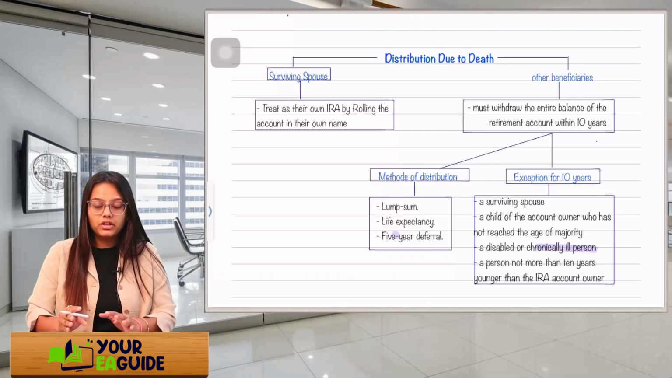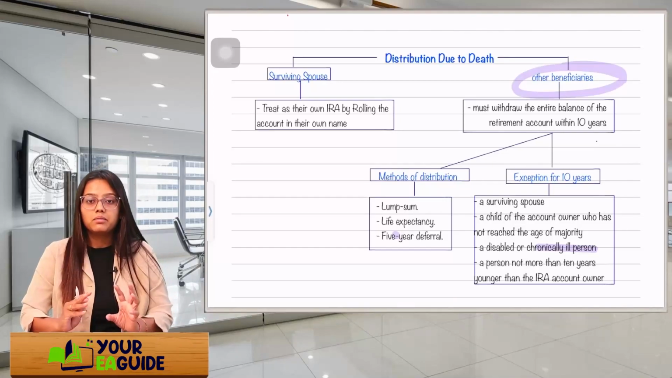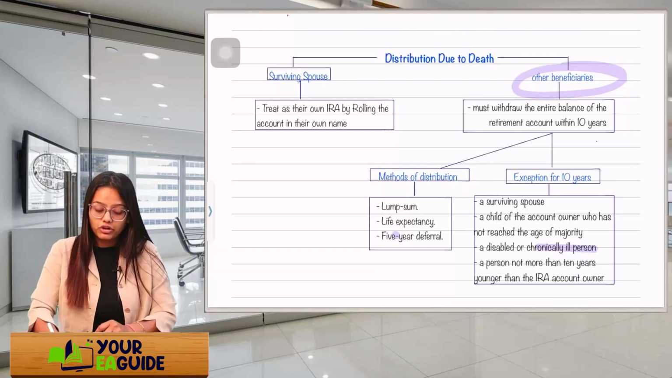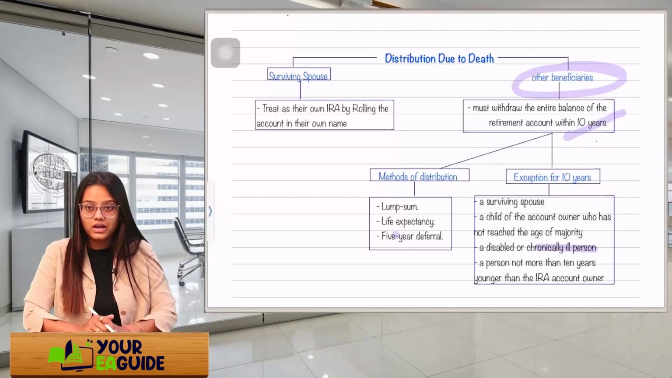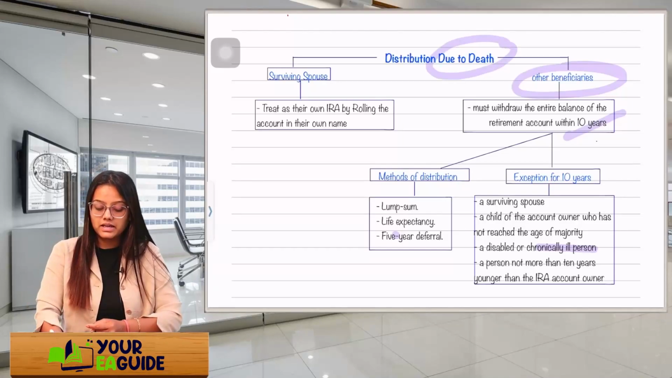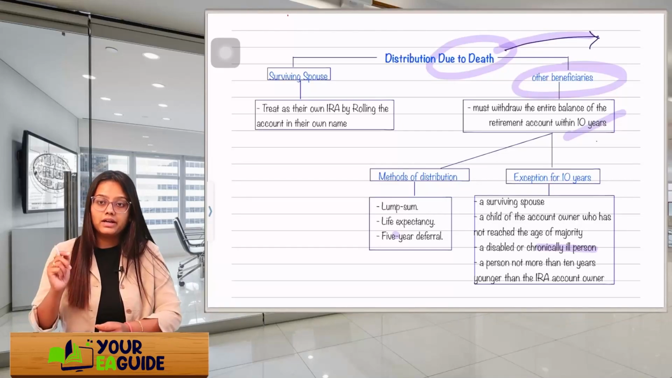At the time of death, if any other beneficiary is going to receive the IRA account, then it is mandatory that he should withdraw the whole balance within 10 years. And as and when he starts withdrawing, it will be taxable for him. Okay, so that's why they have made it mandatory. As soon as the person dies and the balance is transferred to the beneficiary, it is his duty to withdraw it within 10 years.